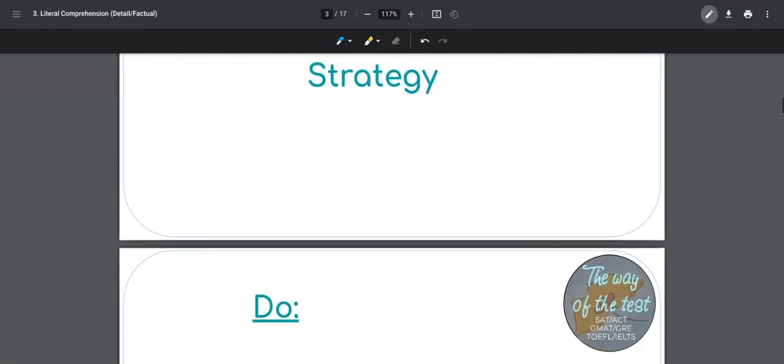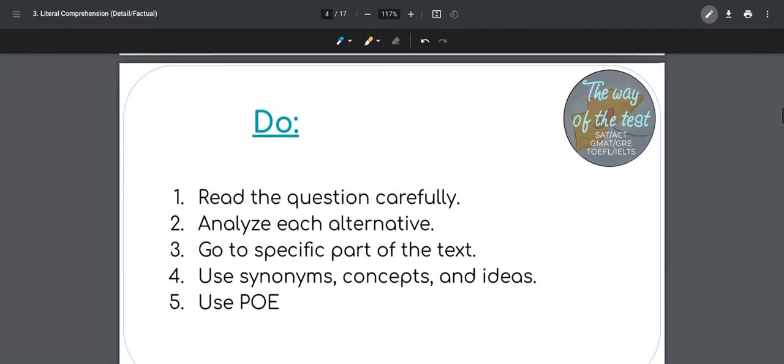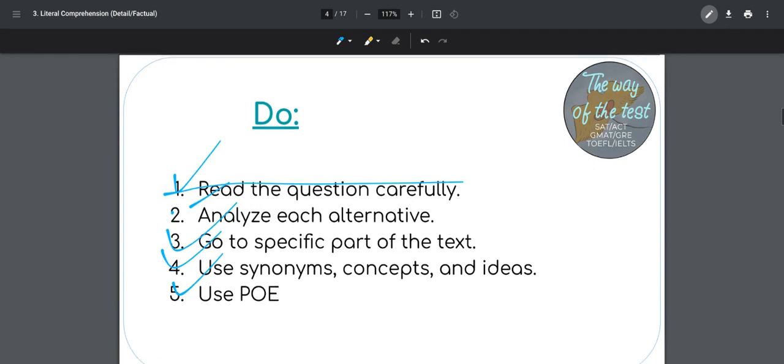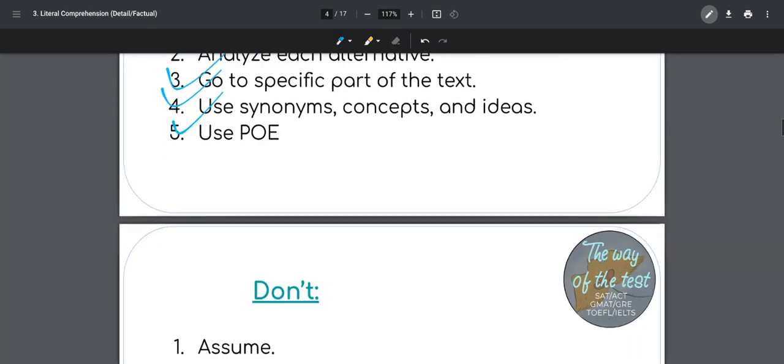The strategy is very similar. As I said, the very first part, you don't have to copy because it's basically the same for every question type. Then instead of going to analyze the text and seeing the keywords and looking for the transition words, like we did in vocabulary, we're just going to analyze each alternative like we did in the big picture. We analyze the alternative, we go to the specific part, we use synonyms, and we use process of elimination. Very similar. From here on, most of the question types are going to have a very similar strategy. It's up to you whether you want to copy or not because it's basically the same.